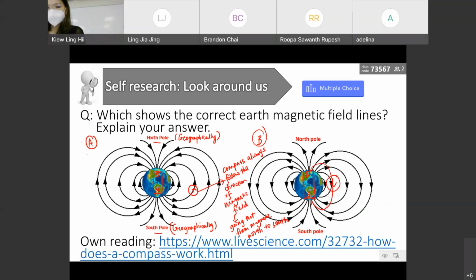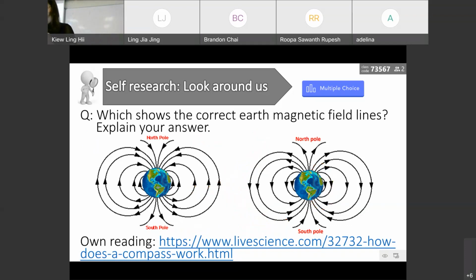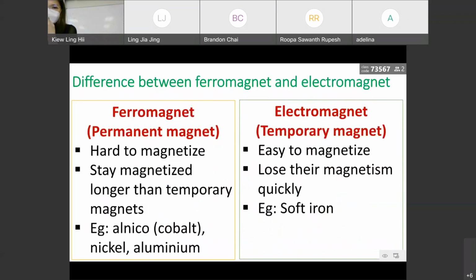The correct answer for the direction of the magnetic field of the Earth is actually coming out from the geographic south pole, going into the geographic north pole. Why? Because inside the Earth itself, the poles of the magnet are the other way around. Okay? So you can read the further reading here on your own, on the difference between ferromagnets and electromagnets.